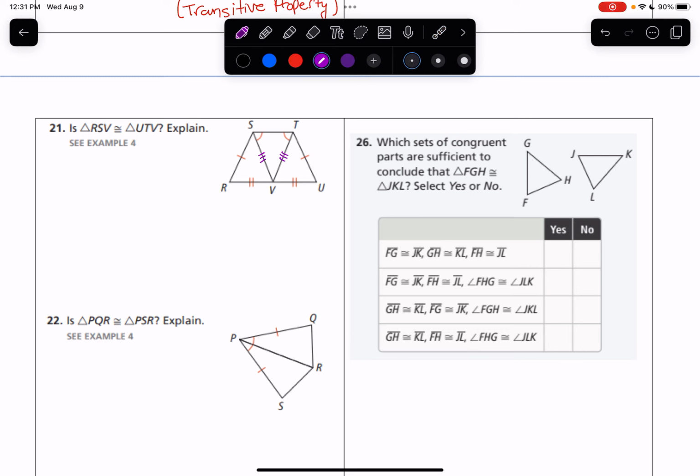So let's explain that. We'll say yes, because SV is congruent to TV. SV is congruent to TV by the isosceles triangle theorem.